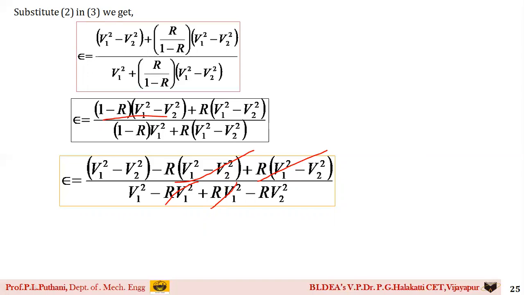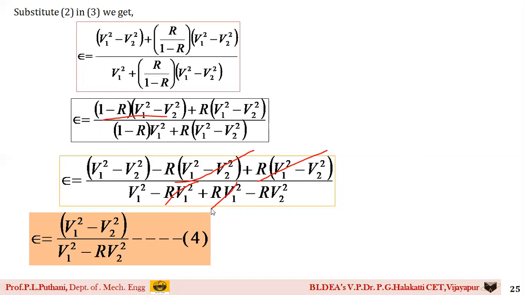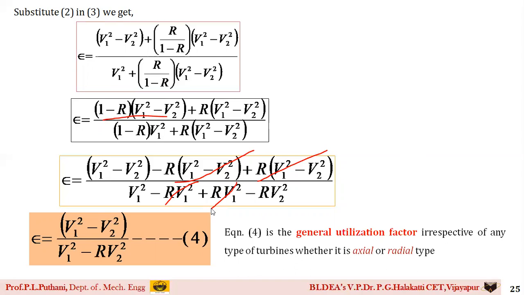And the remaining equation we are getting is V1 square minus V2 square divided by V1 square minus R V2 square. We can name this as the relation between utilization factor and degree of reaction. And this is applicable for both axial and radial types of flows.